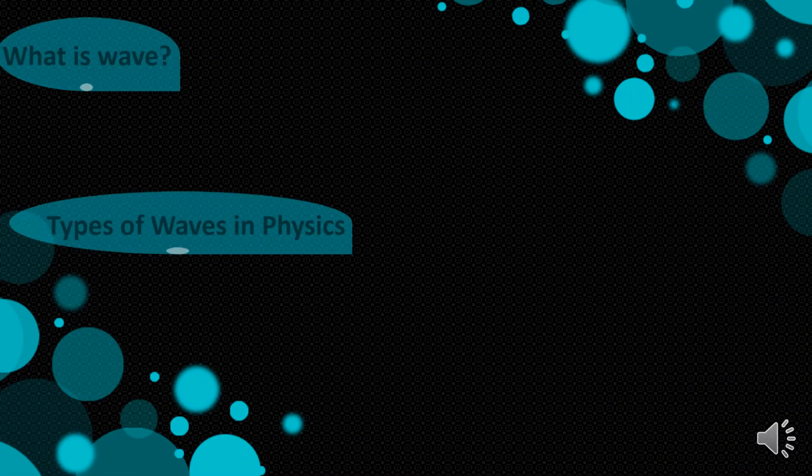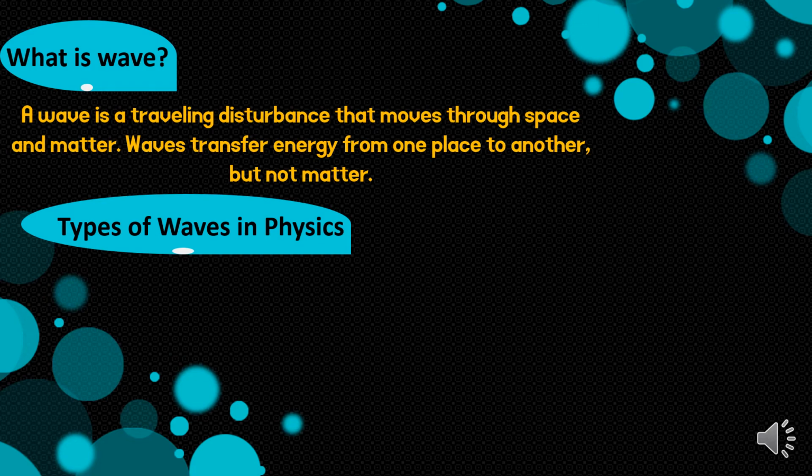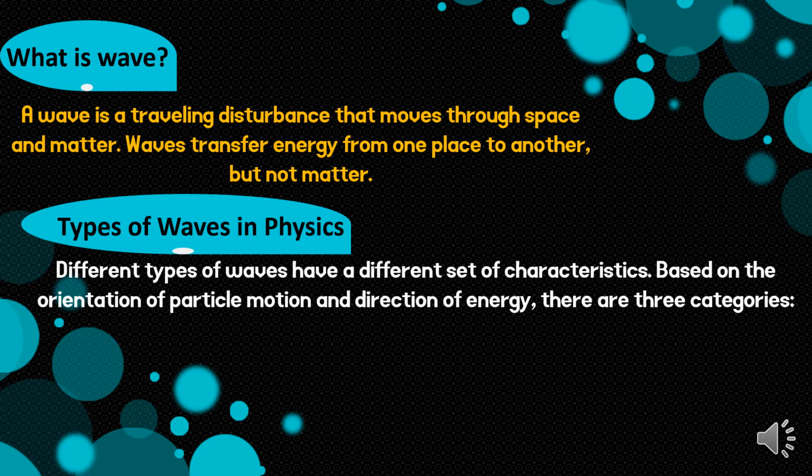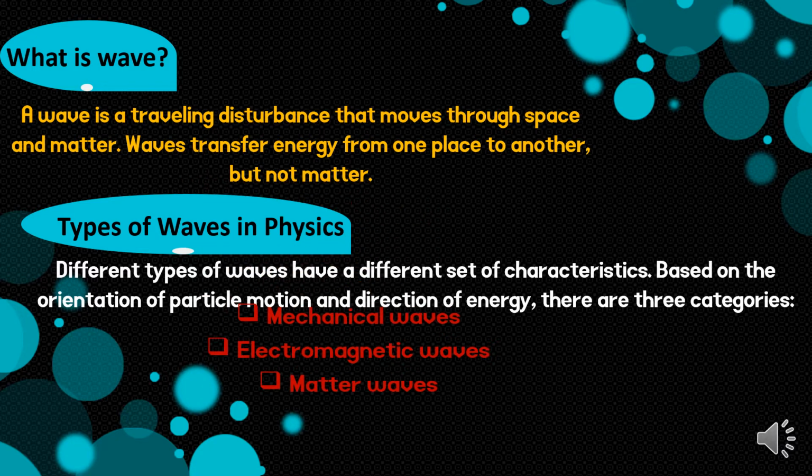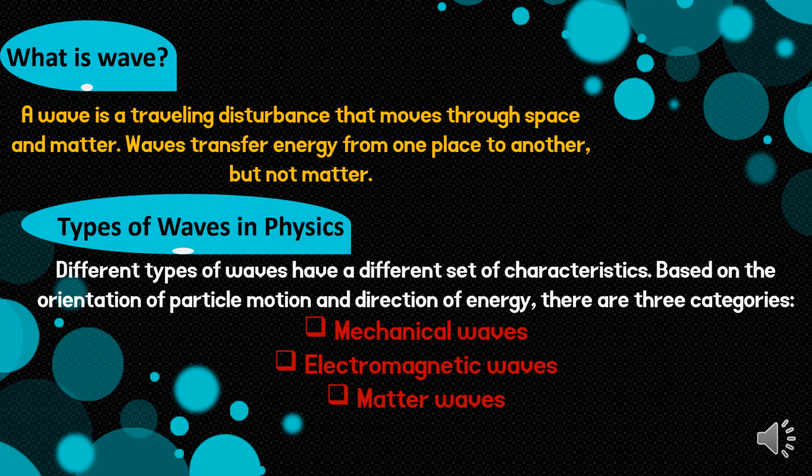So what is a wave? A wave is a traveling disturbance that moves through space and matter. Waves transfer energy from one place to another, but not matter. Types of waves in physics. Different types of waves have a different set of characteristics. Based on the orientation of particle motion and direction of energy, there are three categories: mechanical waves, electromagnetic waves, and matter waves.